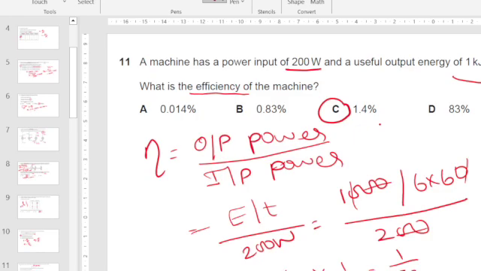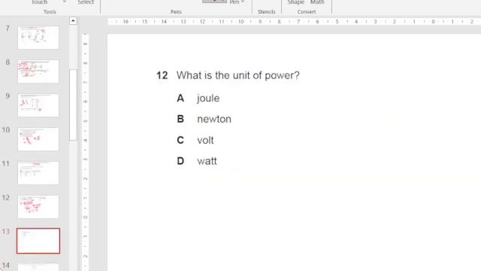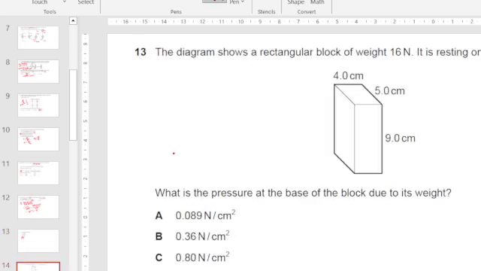And the 12th question is a simple one. The unit of power is watt, option D. And the 13th question, the diagram shows a rectangular block of weight 60 Newton. It is resting on a flat surface. What is the pressure at the base of the block due to its weight?